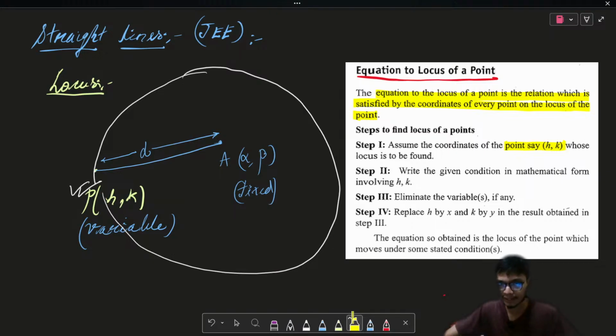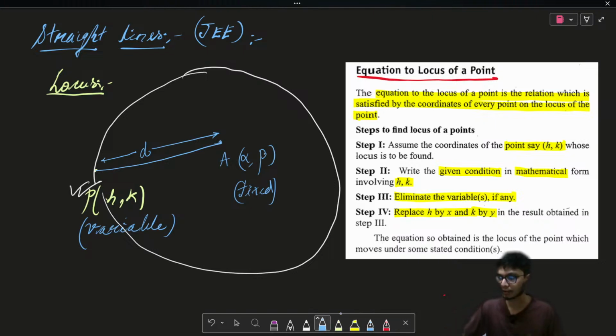Now, please write the given condition in mathematical form involving h and k, and then try to eliminate the other variables if you have any. Once you eliminate the variables, the only step left is to replace h with x and k with y in the results obtained, and therefore you will obtain the result for the given locus. I hope these steps are pretty simple, right?